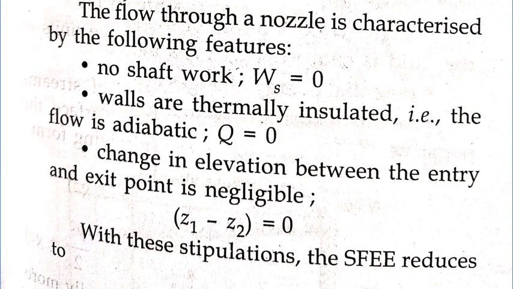Now we have some characteristic features of fluid when it is going inside a nozzle. Firstly, there is no shaft, so the shaft work or mechanical work here will be zero, or we will say that this Ws quantity will be zero. Second, the walls of this nozzle are thermally insulated, or we can say that the flow is adiabatic. There is no heat input into the system, so this Q will also be zero. Third, the nozzle is fixed at one place, so the change in elevation from the datum is zero, or we can say Z1 minus Z2 is equal to 0.